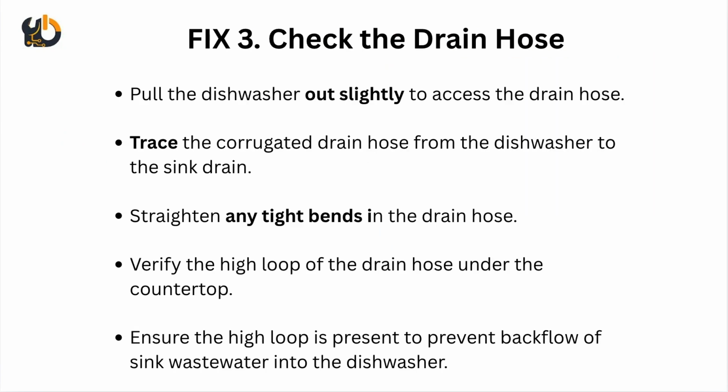Third fix is check the drain hose. Pull the dishwasher out slightly to access the drain hose. Trace the corrugated drain hose from the dishwasher to the sink drain. Straighten any tight bends in the drain hose. Verify the high loop of the drain hose under the countertop. Ensure the high loop is present to prevent backflow of sink waste water into the dishwasher.